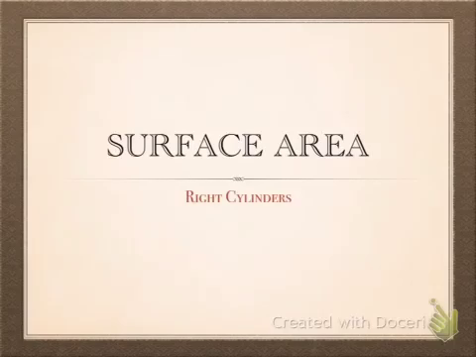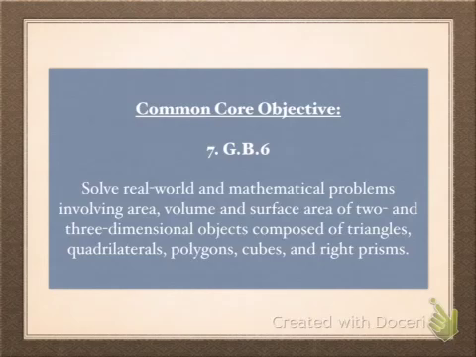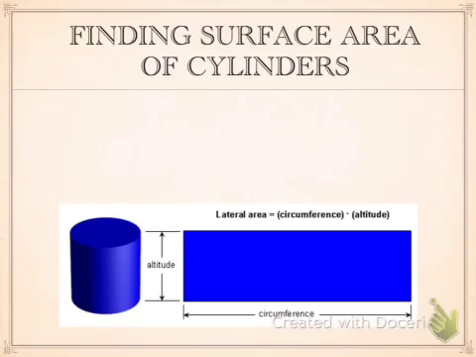This, of course, is just going to be continued from what we started with the prisms. Cylinders are prisms, they're just with a circular base rather than another polygon base. And our objective is the same objective. So you're going to be writing down objective 7G B6 again, which is just solving real-world and mathematical problems involving area, volume, and surface area of 2- and 3-dimensional objects composed of triangles, quadrilaterals, polygons, cubes, right prisms. So make sure you've got that objective copied down, and let's go ahead and get started.